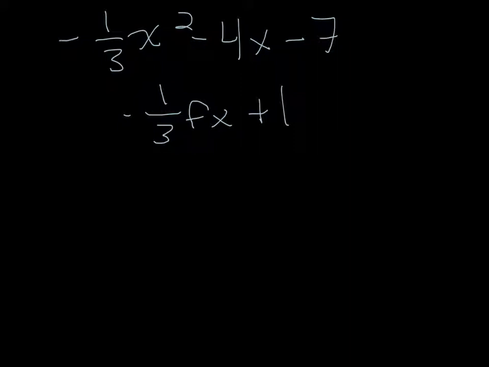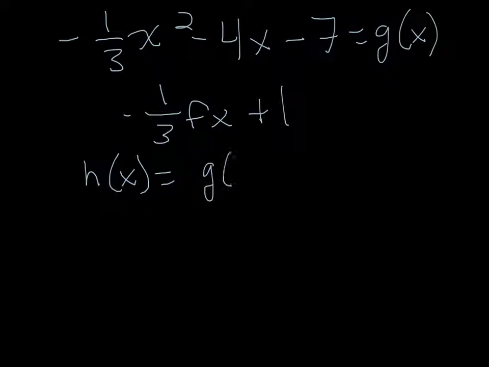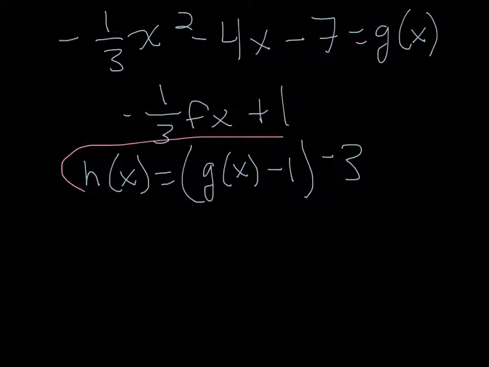So h of x, very simply, we're going to take g of x. This up here is g of x. And the first thing we're going to do is subtract 1 to get rid of our add 1. And then we're going to take this whole thing and multiply it by -3, and that will cancel out this -1/3. So let's do that real fast just to make sure we're correct. This is the answer right here. I'm going to circle it. But you want to make sure it's right.